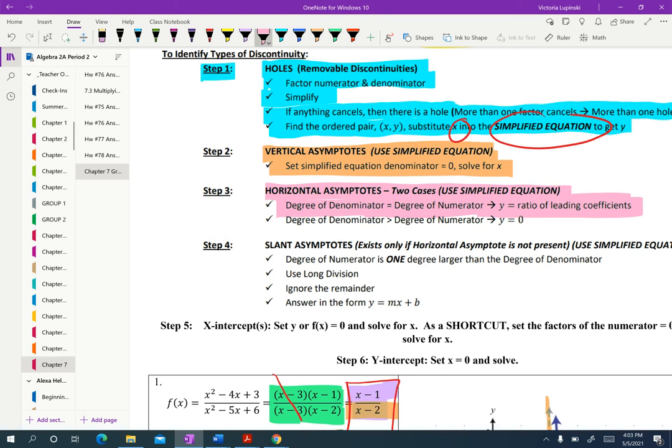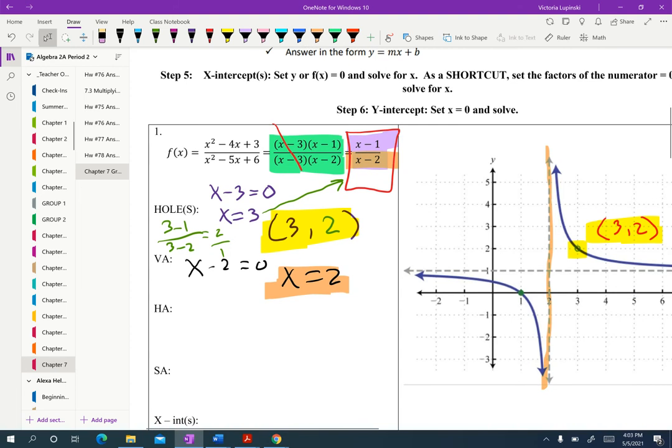We've already seen that. Then the one we've only seen informally is if the degree of the denominator is greater than the numerator, then there's going to be an asymptote at y equals 0. So we kind of did that in terms of transformations, but it still is the case. So again, we're going to use the simplified equation. So we're going to look at x minus 1 divided by x minus 2.